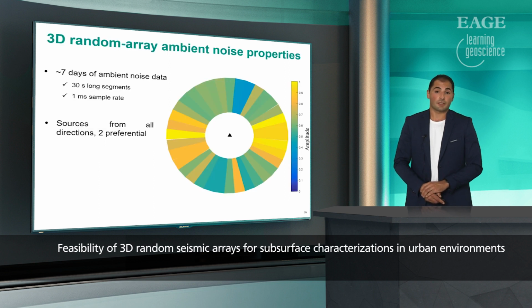So approximately 7 days of ambient noise has been downloaded from the wireless units, and it was downloaded in 30-second long segments with 1 millisecond sample rate. If we look at the figure shown, we can see an azimuthal array response that has 2 preferential directions. These 2 directions correspond well to the train tracks crossing the site and the main streets crossing the site. The black triangle in the center represents the center of our array.